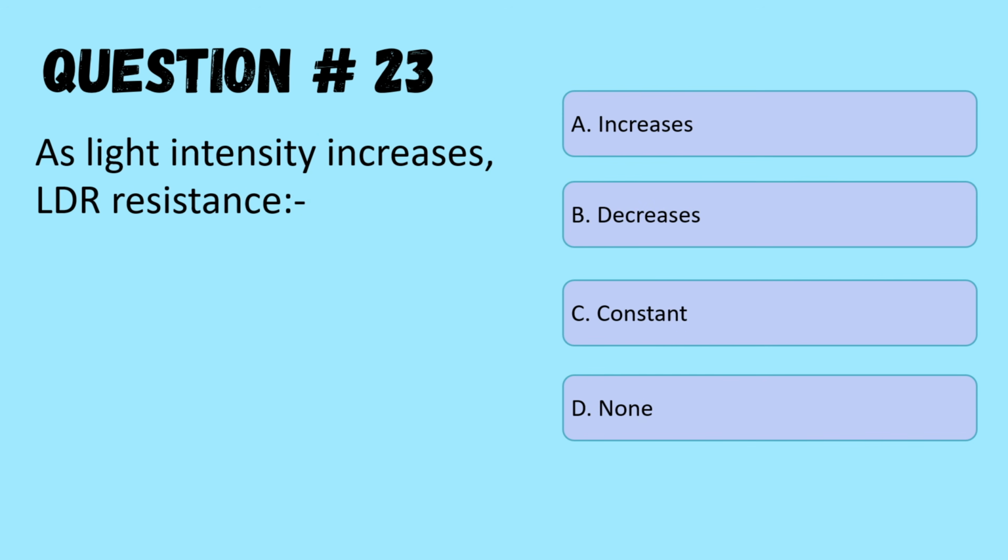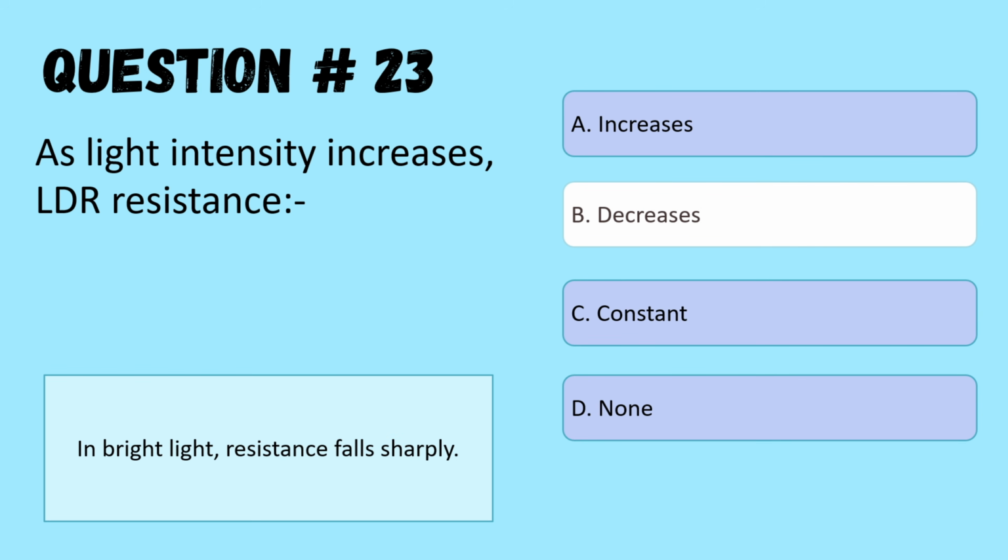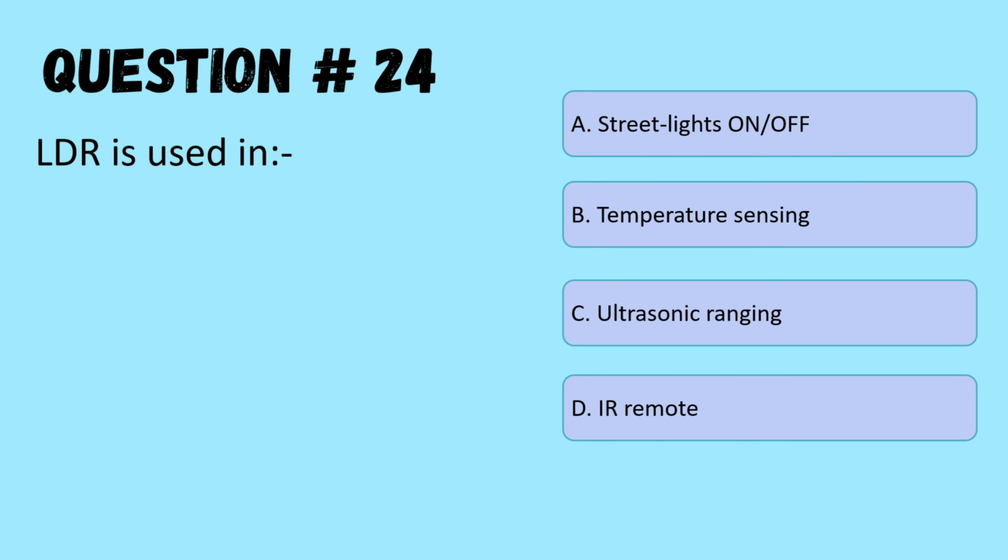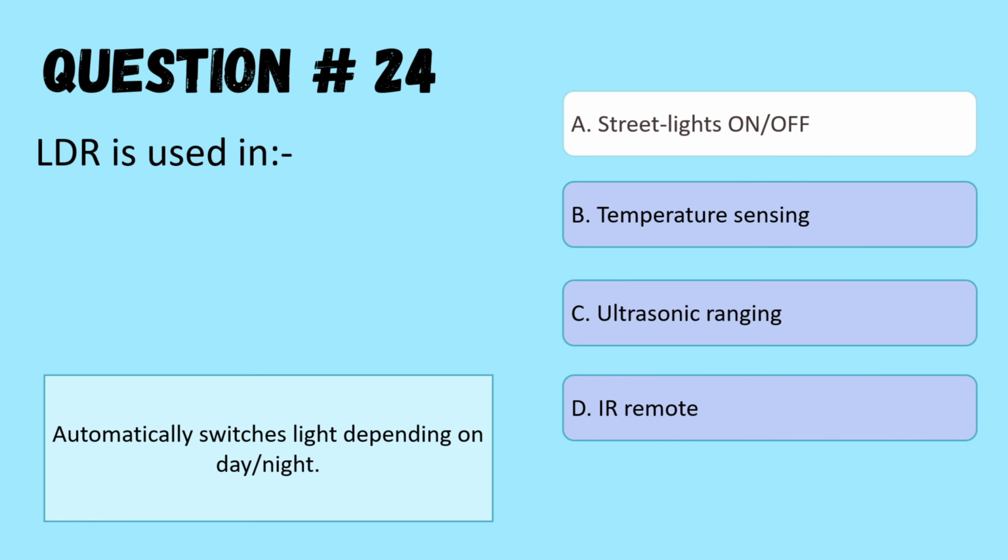Next question is: as light intensity increases, LDR resistance? Options are increases, decreases, constant, or none. So the correct option is option B, decreases. So we are moving to the next question. Next question is: LDR is used in street light on off, temperature sensing, ultrasonic ranging, or IR remote. So the correct option is option A, street light on off. So we are moving to the next question.